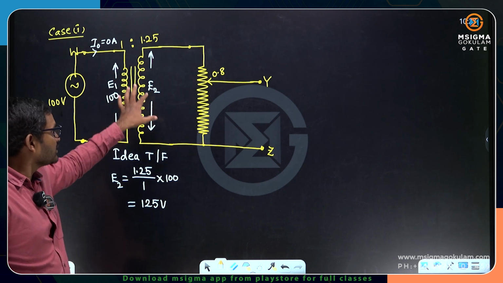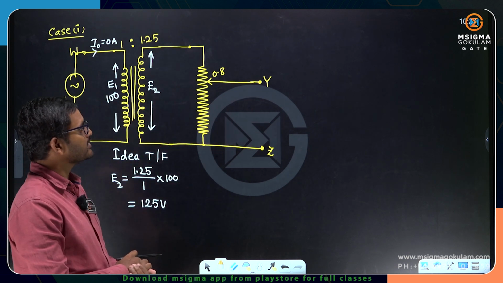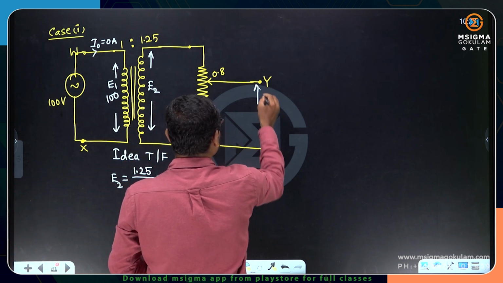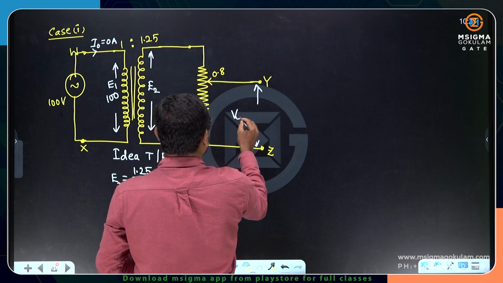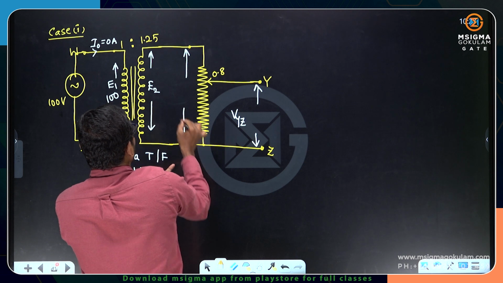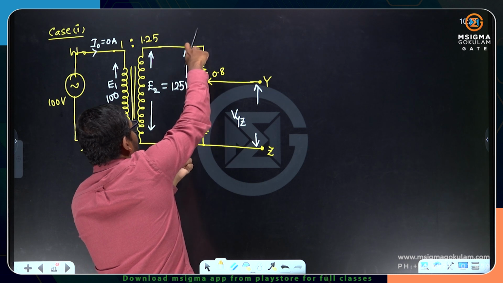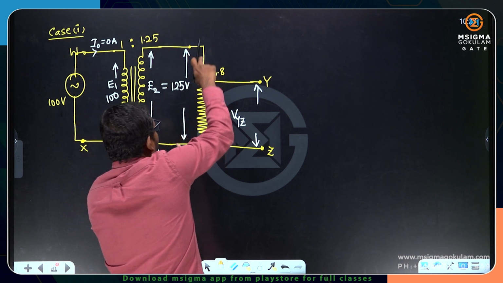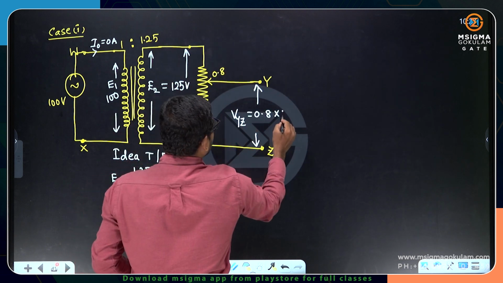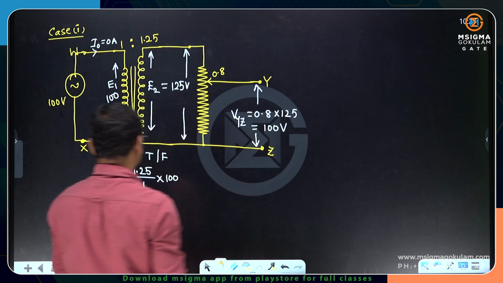Now I don't want this voltage; I want the open circuit voltage across the YZ terminals. How much voltage will you get across the YZ terminals? It is not 100% of this voltage. E2 is 125 volts. If 125 volts is applied to the potential divider, we can tap only 80% of 125. So 0.8 times 125, if you calculate, is 100 volts.